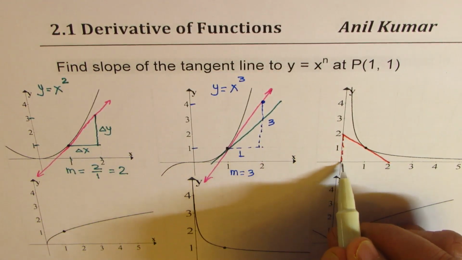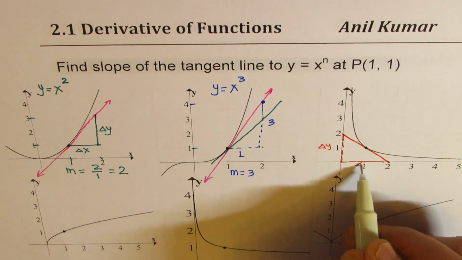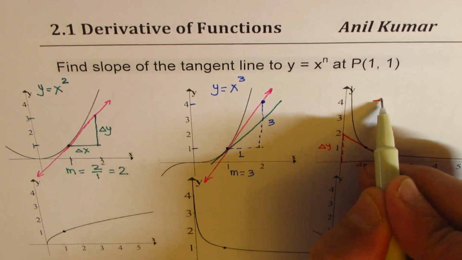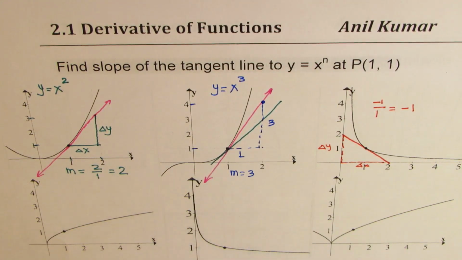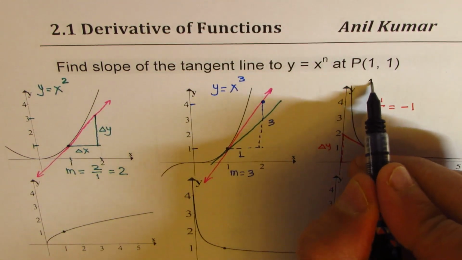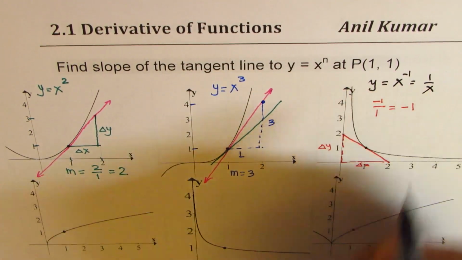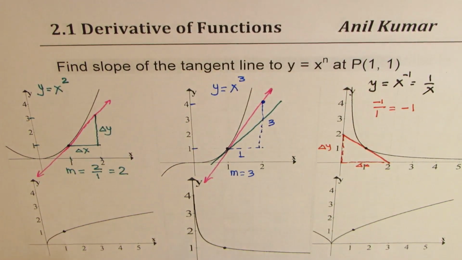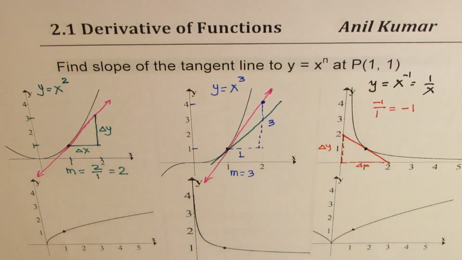Now, since it is dropping down, the rise here, delta y over delta x, is minus 1 over 1, which is negative 1. Perfect? And in this particular case, this graph is actually of y equals x to the power of minus 1, or 1 over x. Do you see that? So the power and the tangent slope at this point are the same.